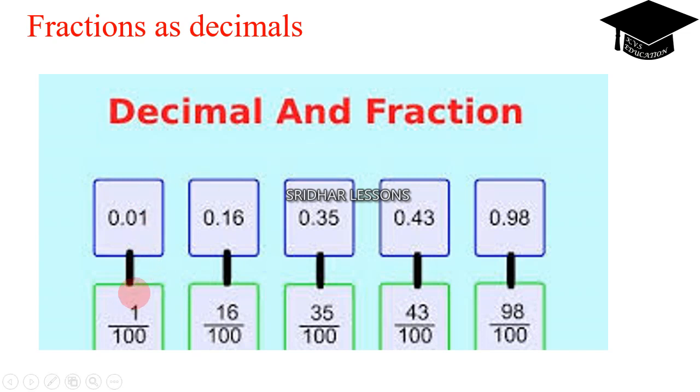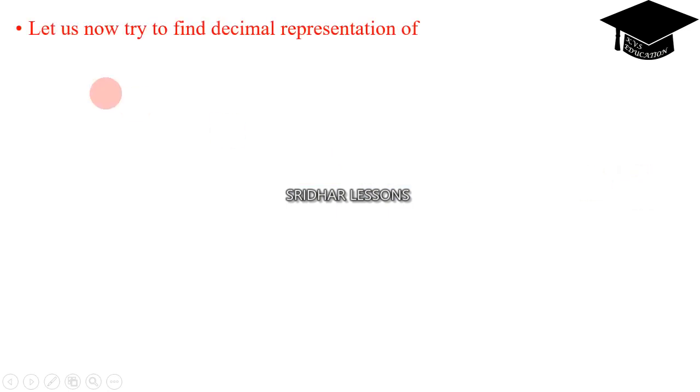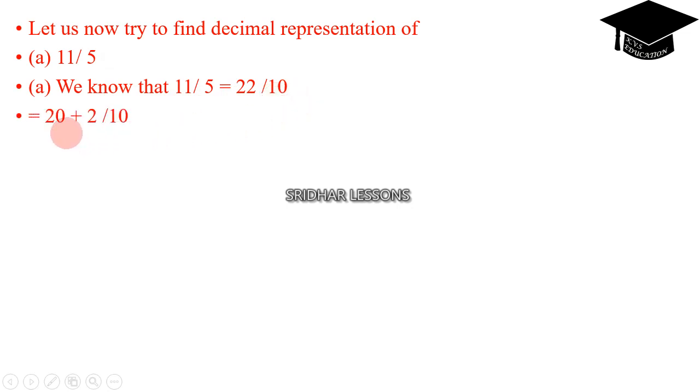Fractions as decimals, or decimals represented as fractions. Let us now try to find the decimal representation of 11 by 5. We know that 11 by 5 can be written as 22 by 10. This can be further made as 20 plus 2 by 10, and this can be written as 20 by 10 plus 2 by 10. This is equal to 2 plus 2 by 10, because the zeros cancel. Since 2 by 10 is 0.2, it is 2.2.